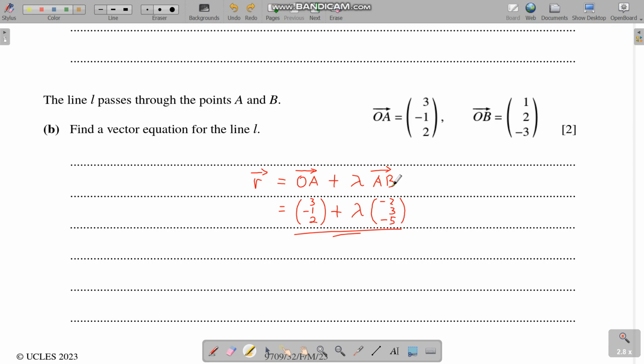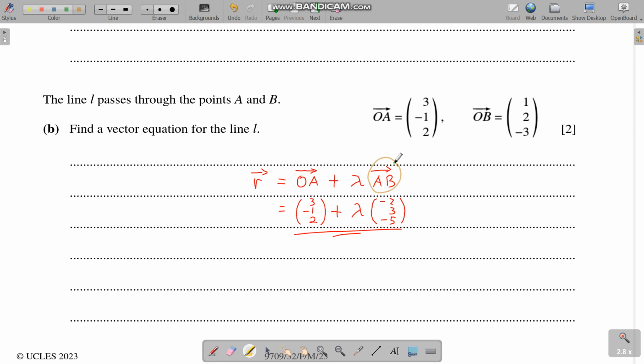So AB is B minus A. So AB is 1 minus 3, which is minus 2. And then 2 minus 1, which is 3. And minus 3 minus 2, which is minus 5. So that's how we get the vector AB. If you want to use the vector BA, that is fine, also correct. So the vector BA is the opposite.